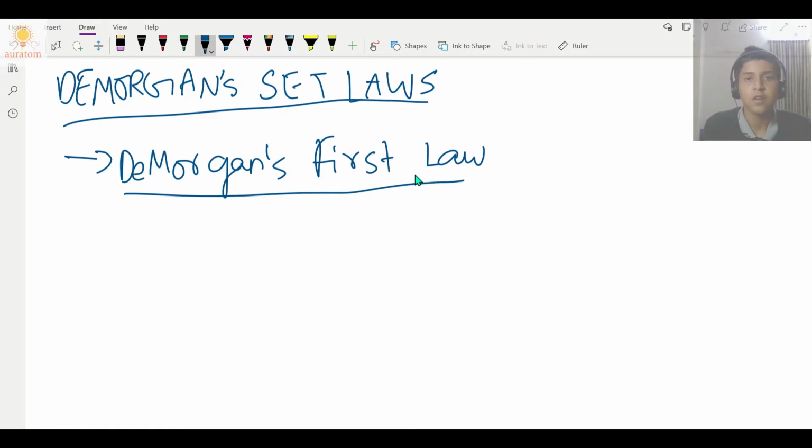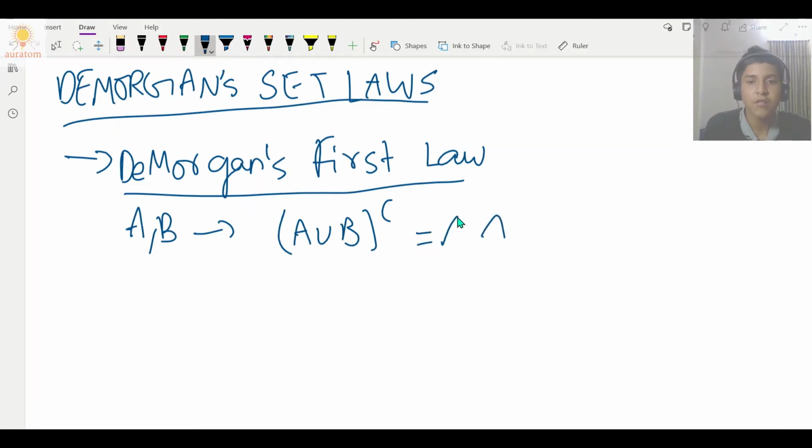What this law states is that for two sets, the absolute complement of the union of two sets is equal to the intersection of their complements. Let me write it down mathematically. For two sets A and B, the absolute complement of A union B will be equal to the intersection of A complement and B complement.